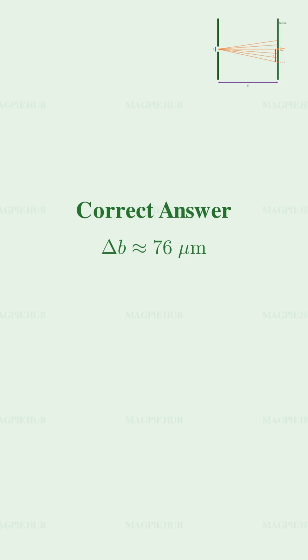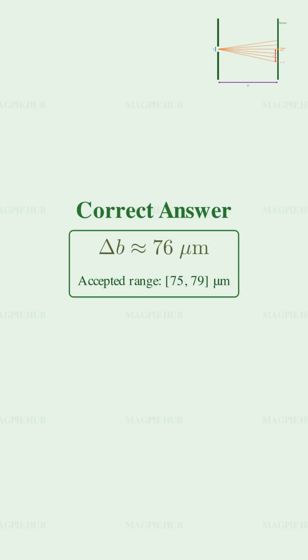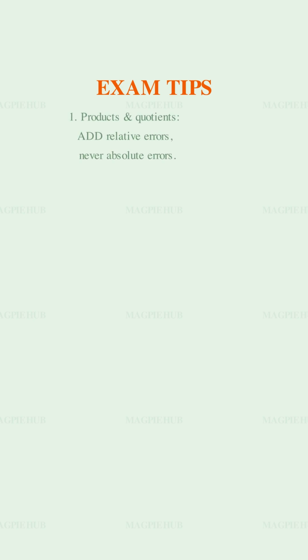The correct answer is, the absolute error in b is approximately 76 micrometers, which falls in the accepted range of 75 to 79 micrometers. Here are some important tips. Tip 1. For products and quotients, always add relative errors, never absolute errors. This is the most common mistake in error analysis questions.